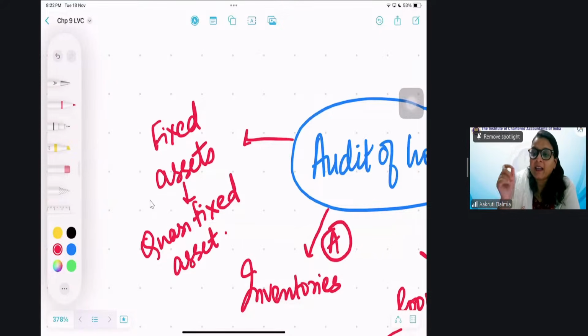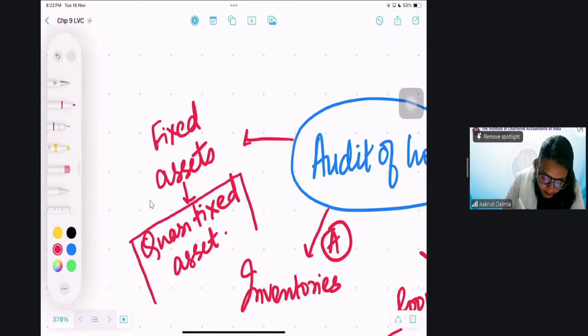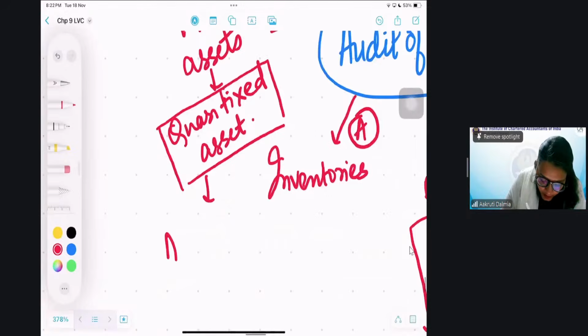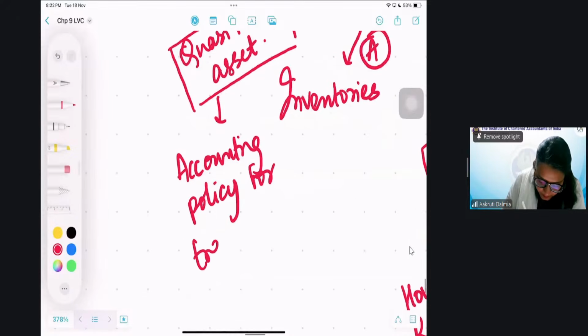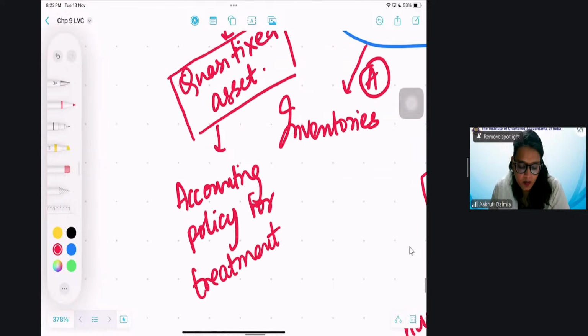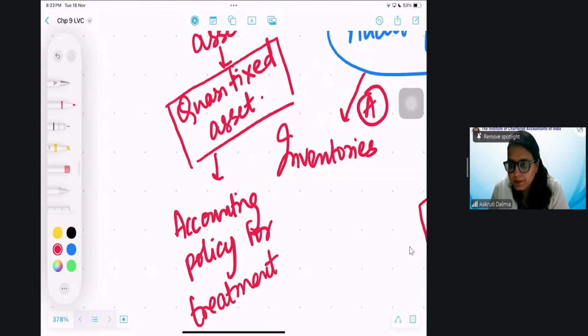When an asset that is usually stores or inventory has qualities of a fixed asset, then it is called as what asset? Quasi fixed asset. Okay. So you have to check the accounting policy for the treatment of this quasi fixed asset. Everyone clear? That you need to do because it can differ from hotel to hotel, but it should not change every year. So once you have fixed a policy, you have to follow it consistently.